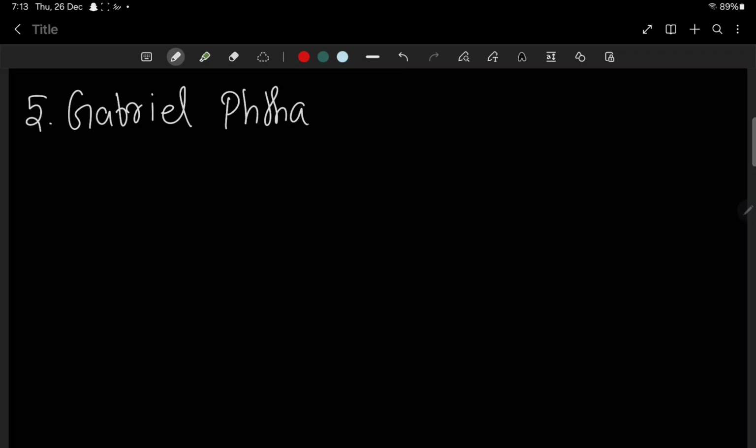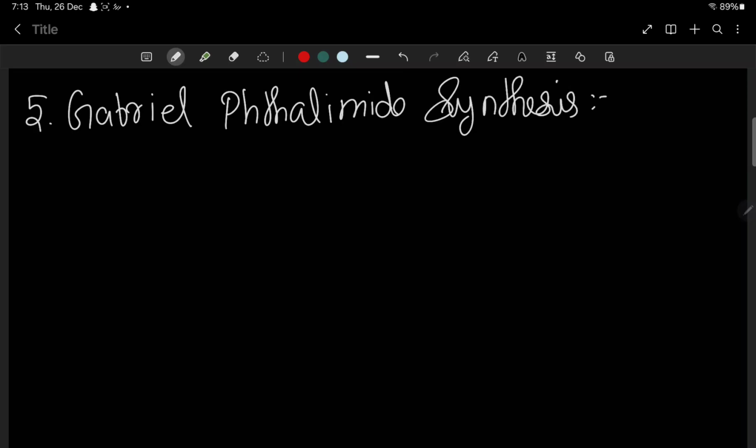Next reaction 5. The next reaction is the most important reaction, that is Gabriel phthalimide synthesis. Gabriel's phthalimide synthesis. One of the most important reactions. Gabriel synthesis is used for preparation of primary amines. Most important: only primary amines can be prepared.